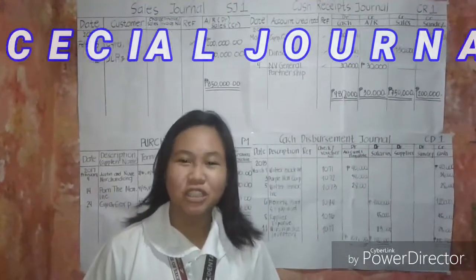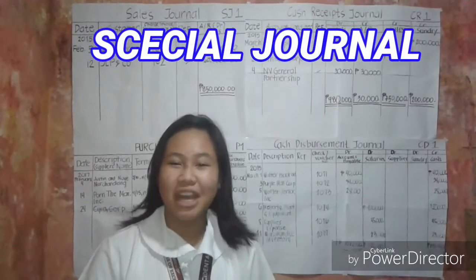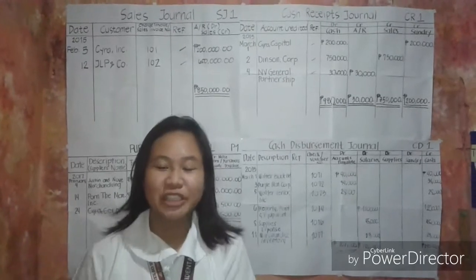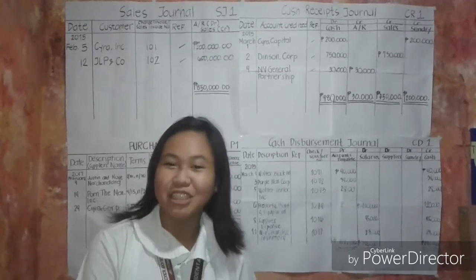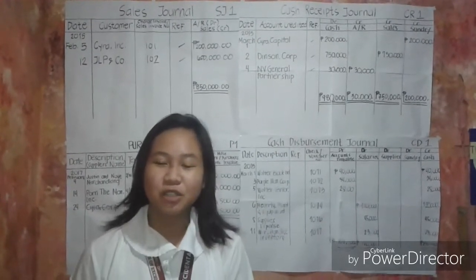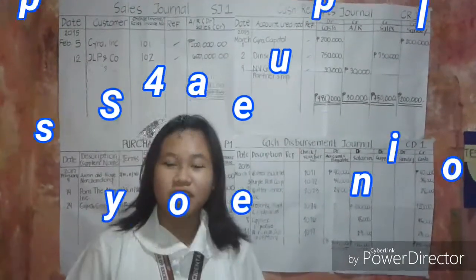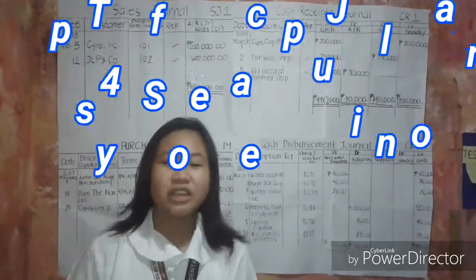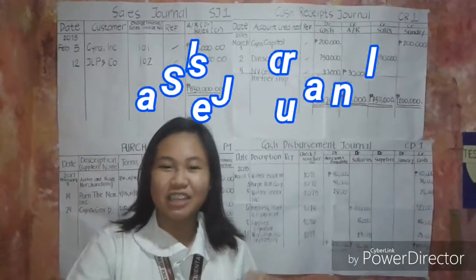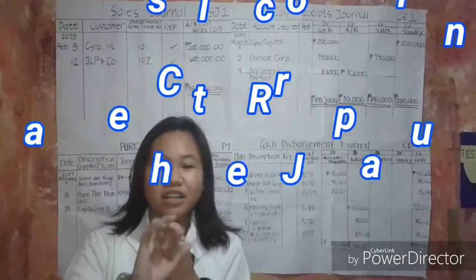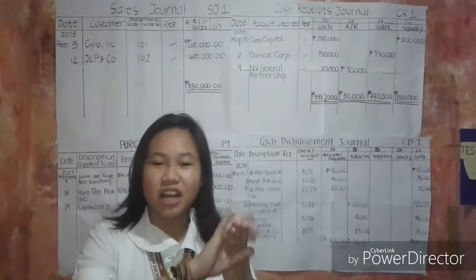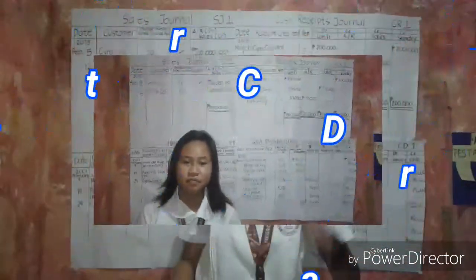Next is the special journal. There are businesses that may encounter similar or recurring types of transactions. So to make it easy, they will record it to the special journal. What is a special journal? Special journals are used to record similar or recurring types of transactions. There are 4 types of special journal: the sales journal, cash receipts journal, the purchases journal, and the cash disbursement journal.